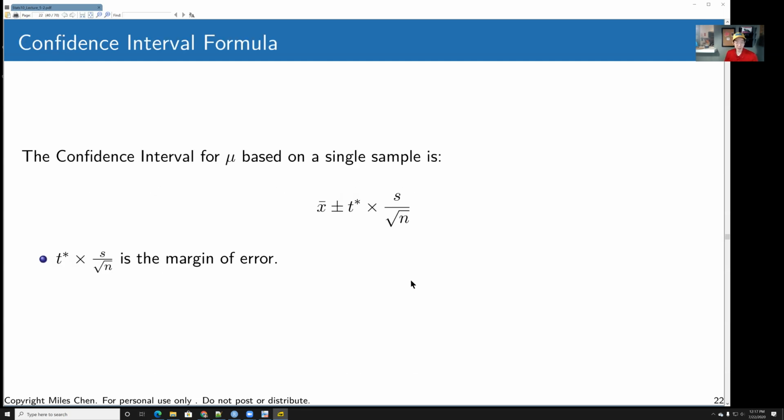Okay, so taking all that into account, when we make a confidence interval, we get x bar plus or minus t star, the t star coming from the value in the table, multiplied by our standard error s over the square root of n, okay? And this part, t star times s over the square root of n, is our margin of error.